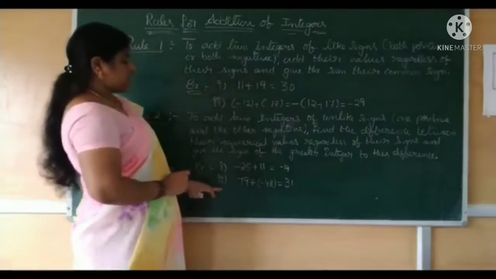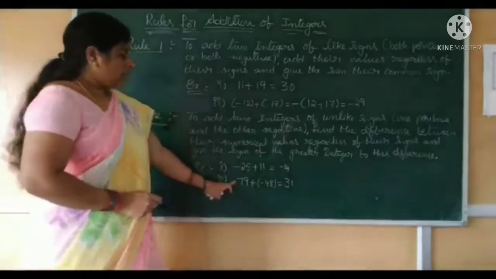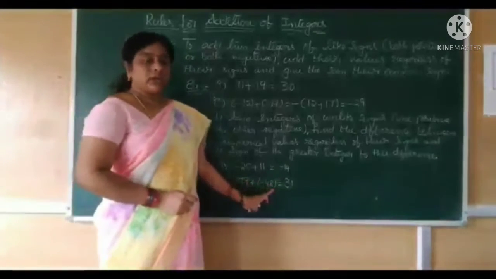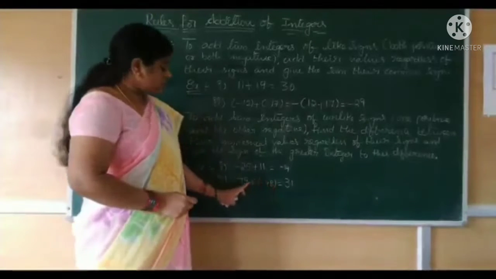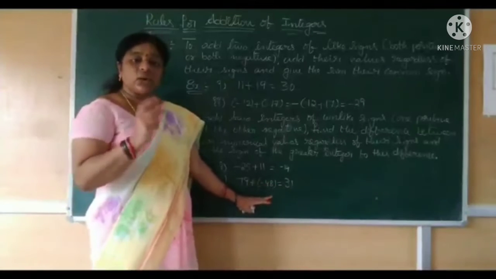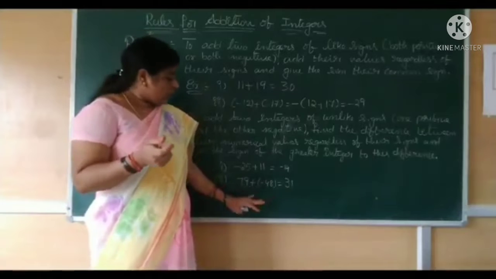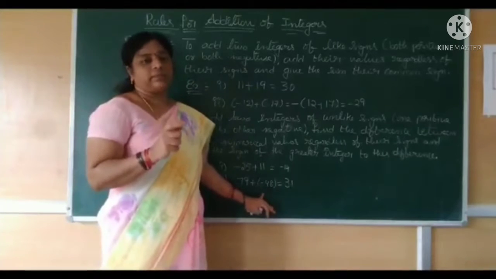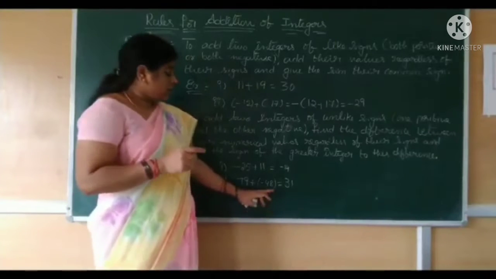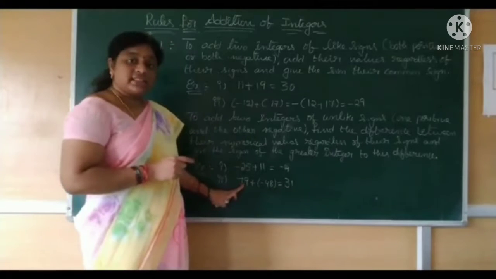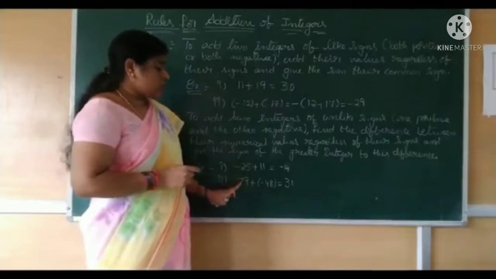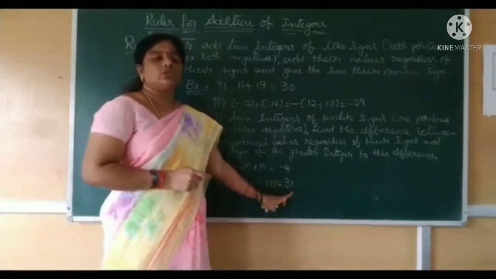Okay. And see the next example. 79 plus minus 48. So this is a positive integer and this is a negative integer. You just find out the difference between these two. How much is the difference between these two? 31. The difference is 31. Which is the greatest integer? 79 is the greatest integer with positive sign. So the result is positive.